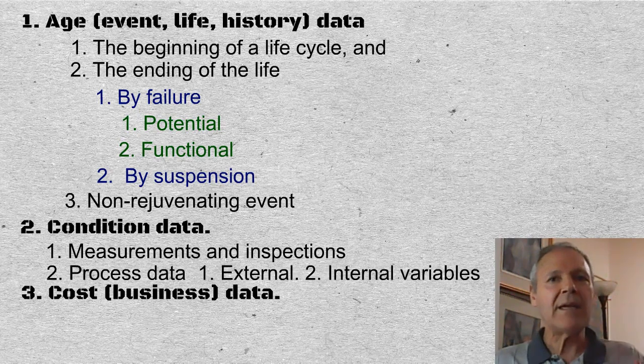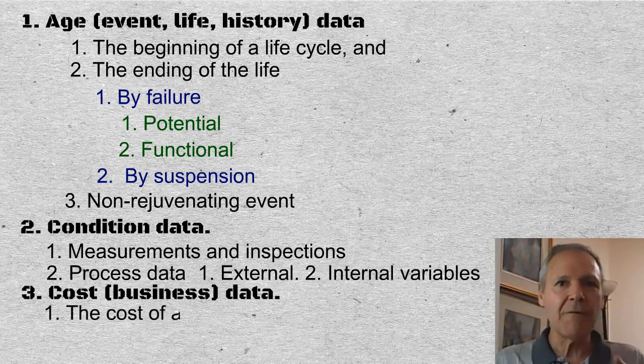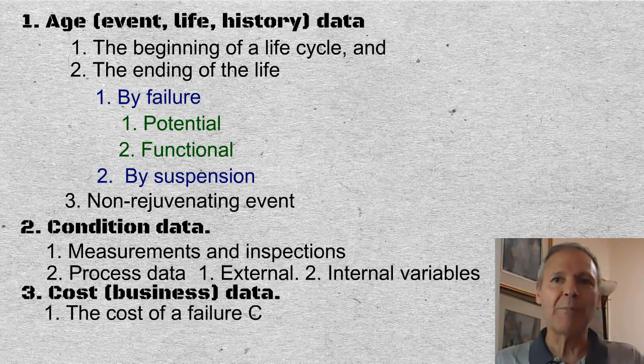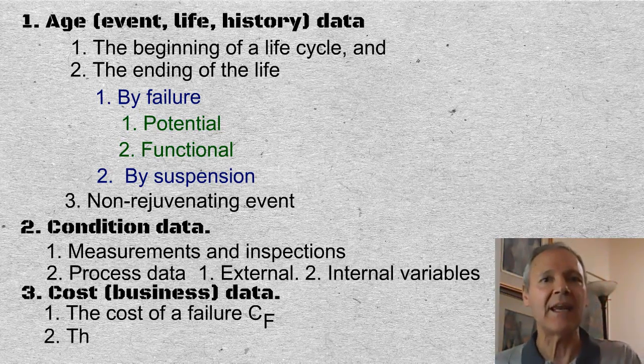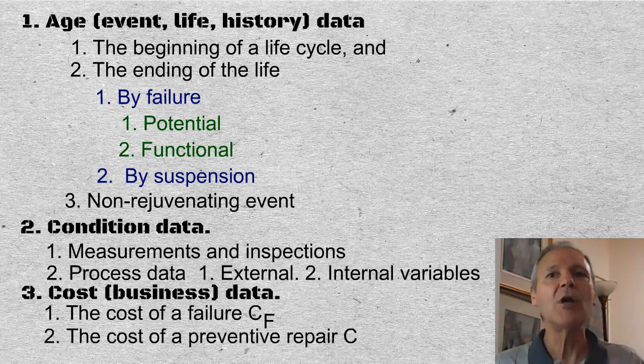The third main category of data is business data, which is also known as cost data. Cost data has two aspects: the cost of a failure, which we represent by the symbol C subscript F, and the cost of preventing or mitigating the consequences of that failure, which we can call C sub P. The P designates a planned or preventive activity.